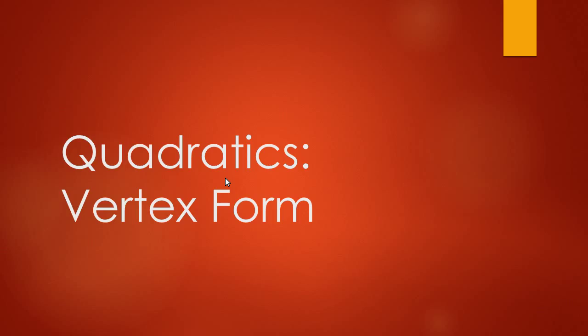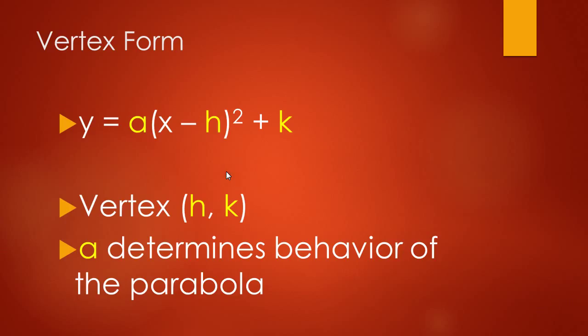So first, we're just going to concentrate on getting the vertex from the vertex form. Vertex form is y equals a, some constant, times x minus some number in parentheses squared plus some other number. The reason this is called vertex form is because the vertex is right in there and you can read the x and y coordinate. The number being subtracted from x inside the parentheses is the x coordinate of your vertex, and the number being added at the end of the equation is the y coordinate.